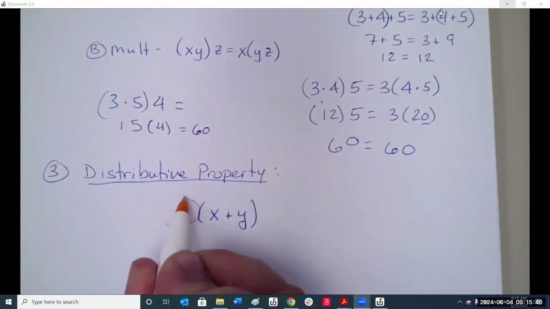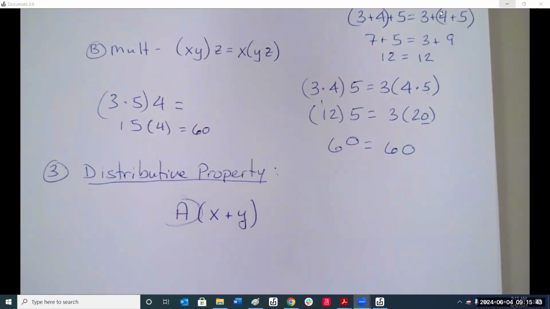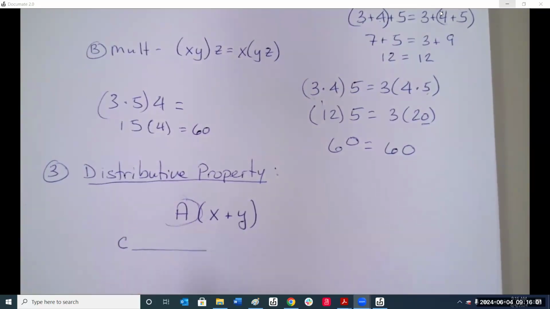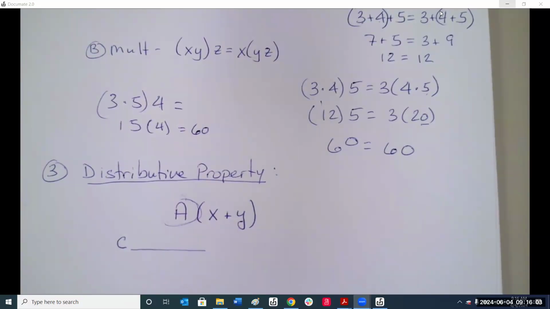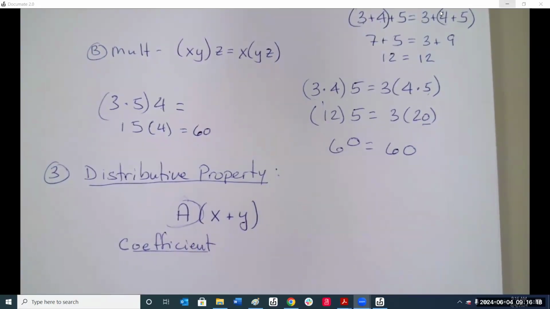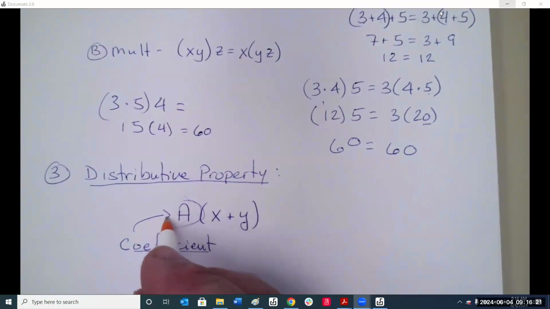This number in front has a name. What is it called? The number in front of anything is called a what? I'll give you a clue. Starts with a C. Coefficient. Very good. Whenever you hear the word coefficient, that means the number in front.